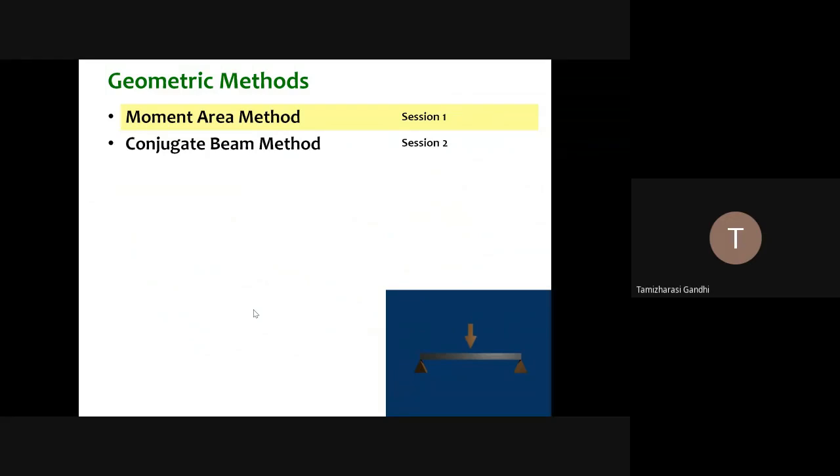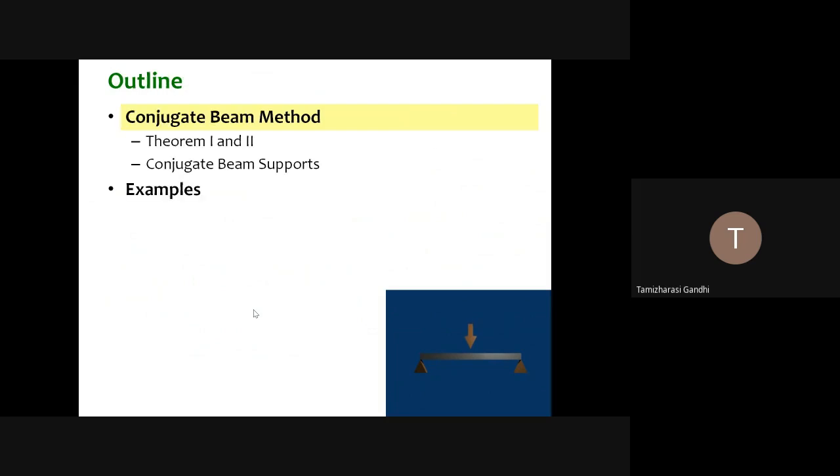You are clear with the concept now. Let's now go back to the conjugate method. Here in this method, we have two theorems to be followed. If you understand these two theorems, you can easily solve any problems.